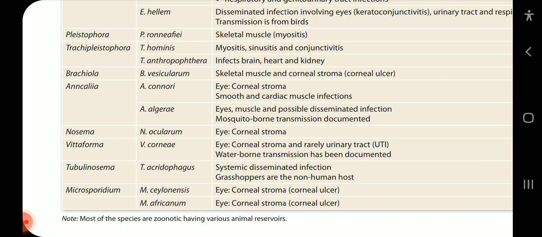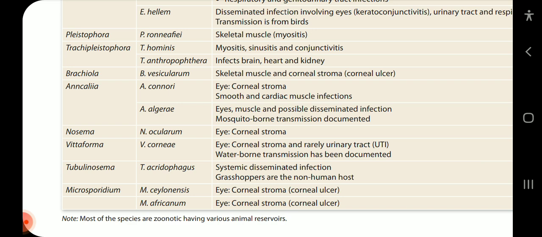Next category is Anncaliia. A species involved is A. connori. It can cause eye, corneal stroma, smooth and cardiac muscle infection. And A. algerae. It can cause eye, muscle and possible disseminated infection, and mosquito-borne transmission is documented. Nosema species N. ocularum, eye or corneal stroma is involved. Vittaforma V. corneae, eye, corneal stroma, and rarely urinary tract infection. Waterborne transmission has been documented. Tubulinosema T. acridophagus, systemic disseminated infection is there. Grasshoppers are the non-human host.